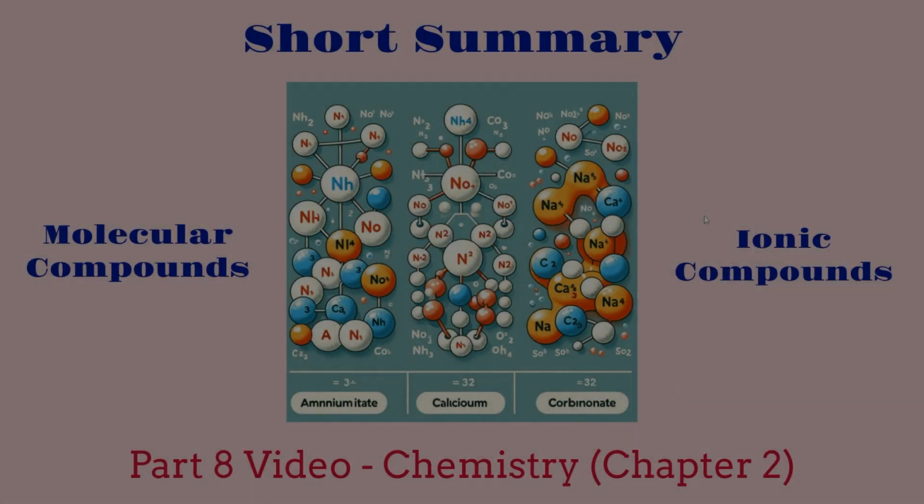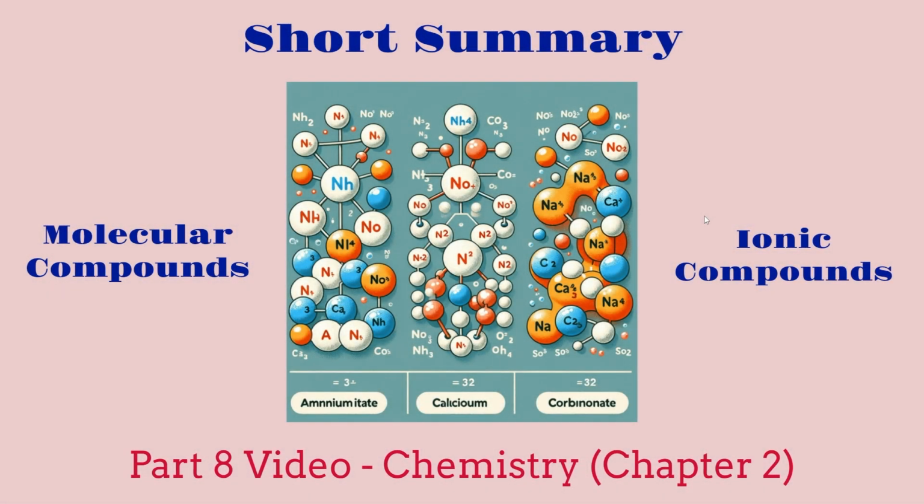In this video, we're going to be going over a short summary of molecular compounds and ionic compounds. And this is our part 8 video inside of chemistry, chapter 2. So far inside of chapter 2, we covered mostly binary compounds, molecular compounds, and ionic compounds. So that's why in this video, we're going to be going over a short summary of all of them.